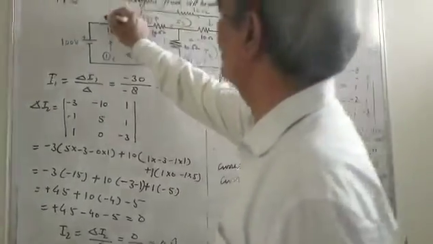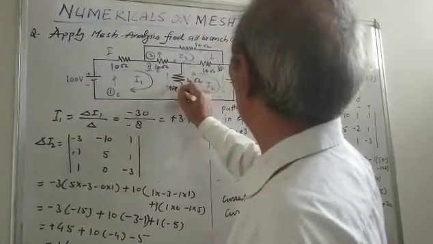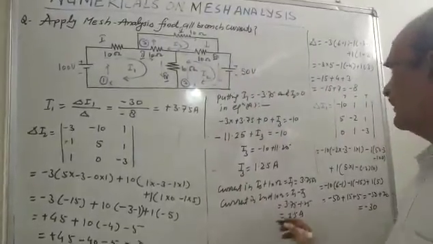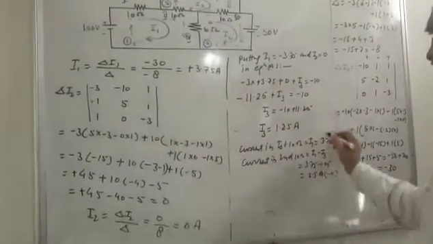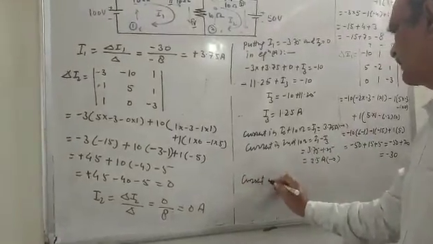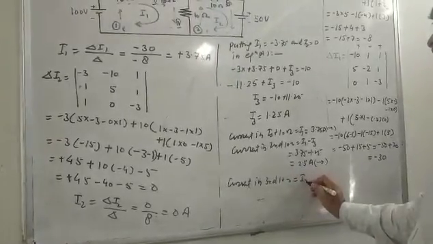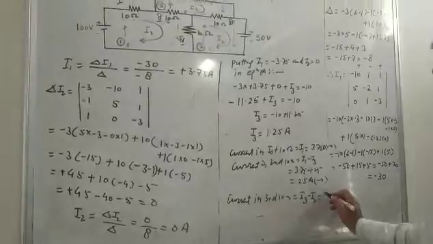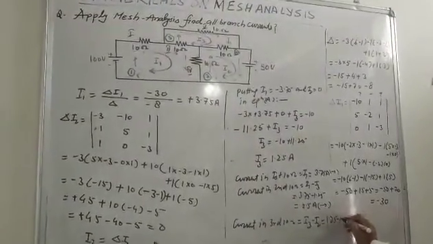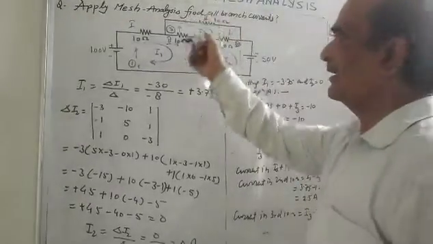This is first resistance, this is second, this is third, this is fourth, this is fifth. So ampere direction left to right. This is also left to right. Current in third 10 ohm is equal to I3 minus I2. I3 is greater, and I3 value is 1.25 ampere, direction in the I3 direction.